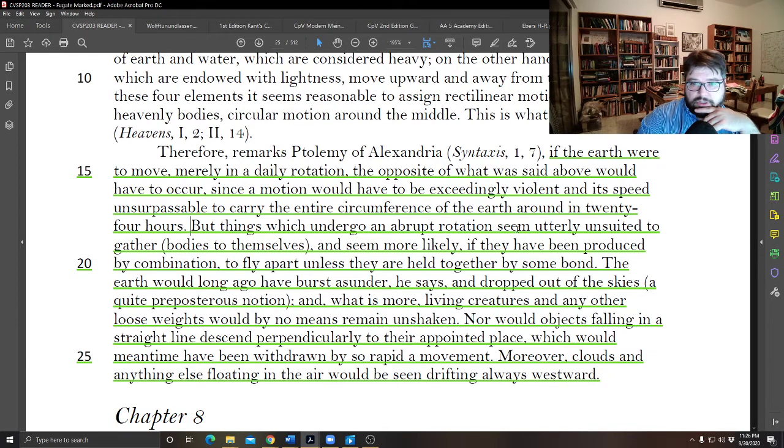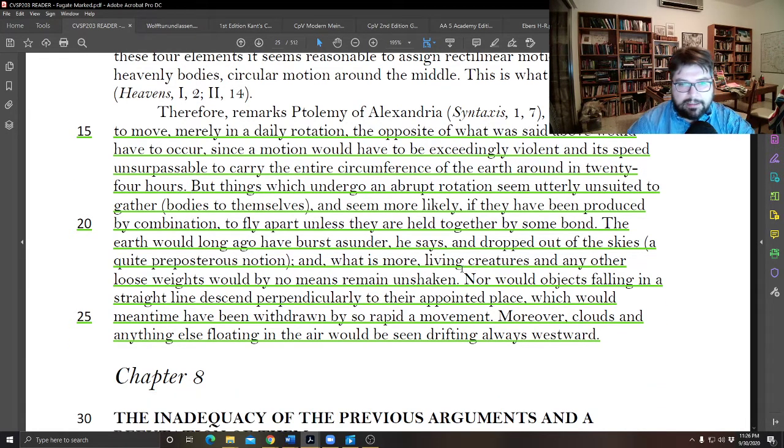Things would undergo such an abrupt rotation that is utterly unsuitable to these bodies, and seems more likely, if they had been produced by combination, to fly apart unless they are held together by some bond. The earth would long ago have burst asunder, he says, and dropped out of the skies. And what is more, living creatures and any other loose weights would by no means remain unshaken, nor would objects falling in a straight line descend perpendicular to their appointed place, which would meantime have been withdrawn by so rapid a movement.